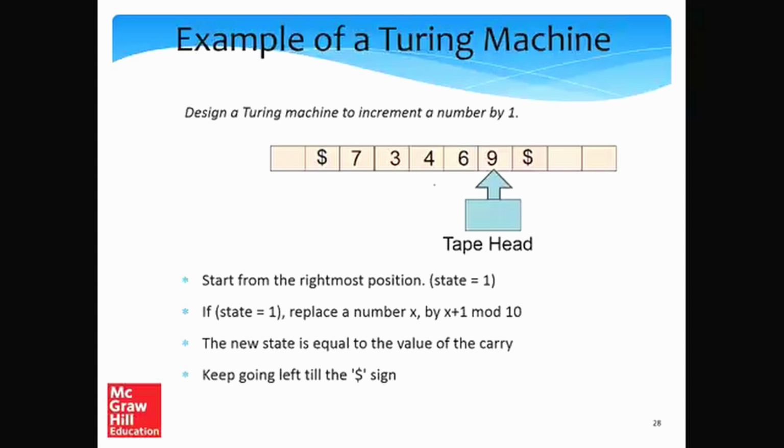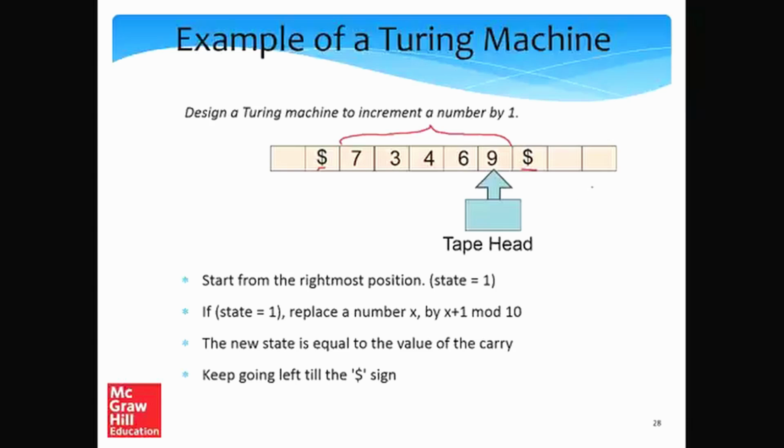There are a few more examples in the book with far more details. I would advise you to go to the book and read that part. But let's at least take a look at a very simple example over here. Let us assume that we have a number written on the tape of the Turing machine, where each cell contains a single digit, and it is demarcated on both sides by dollar signs. The tape head starts from the units place, and what we want to do is increment the number by 1, add 1 to it.